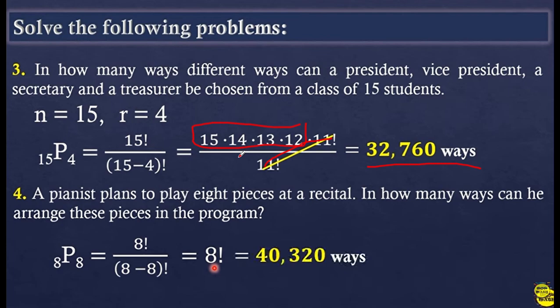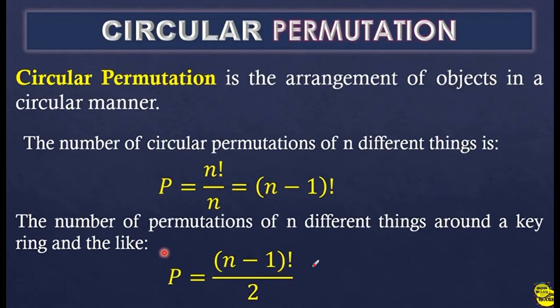So, ang ato N diha is 8. Ang ato R is the same as 8 gihapon. If we have that P of 8 taken 8 at a time, we have 8 factorial over 8 minus 8 factorial. So 8 minus 8 is 0 factorial, and we all know that 0 factorial is just equal to 1. So 8 factorial divided by 1 is 8 factorial lang siya gihapon. Now the 8 factorial that we have is just equal to 40,320 ways. Okay, so those are mga examples for permutation.